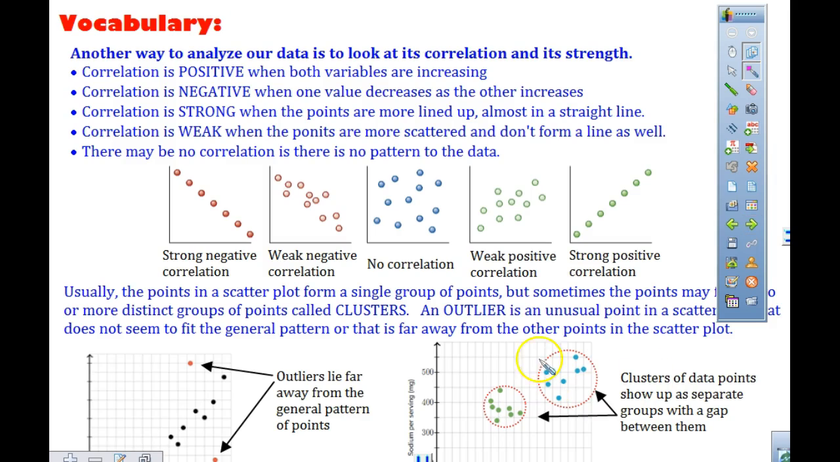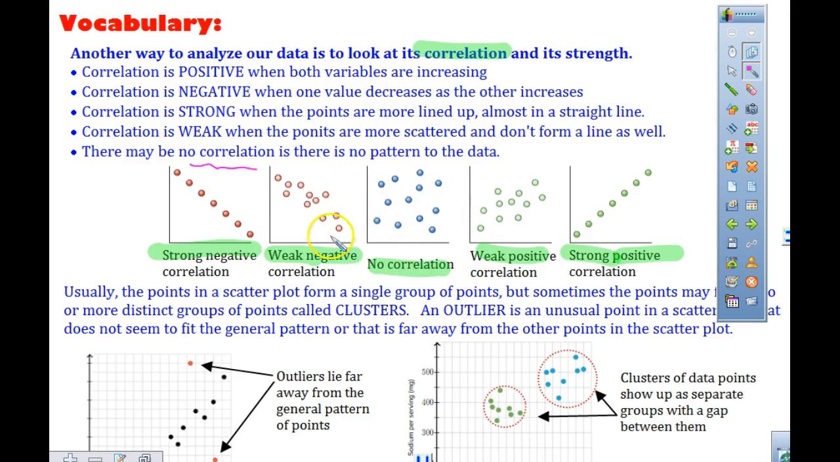Another way to analyze your data is to look at its correlation and its strength. Correlation is positive when both variables are increasing. Correlation is negative when one value decreases as the other increases. Correlation is strong when the points are more lined up, almost in a straight line. Correlation is weak when the points are more scattered and don't form a line as well. There may be no correlation, when there is no pattern in the data. So no correlation, no pattern.